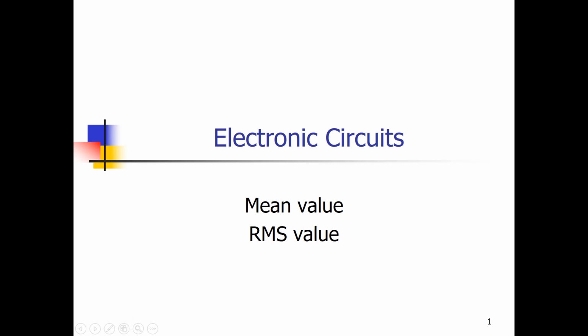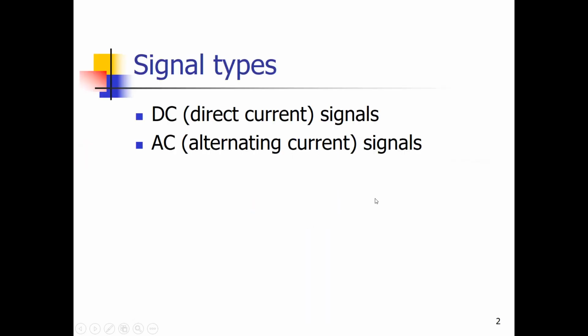Hi everybody. In this video I'm going to discuss two important aspects with respect to signals, which is the mean or average value and the RMS value or effective value. Let's start with defining two signal types.